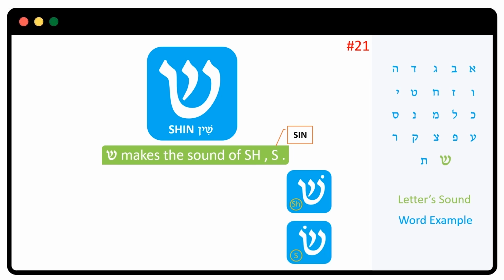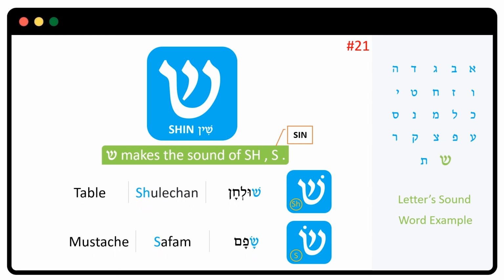Our first word example here is the word Shulchan. The word Shulchan starts with the letter Shin with a dagesh on the top right of it. Therefore, it makes the sound of the syllable SH. Shulchan. The word Shulchan means a table.